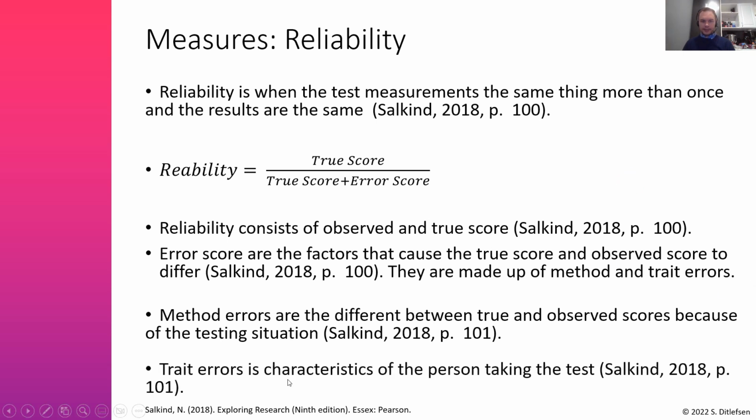Next one, trait errors, is the characteristics of the person taking the test. Okay, trait, something wrong with the person. So for example, if you have a test and the person doesn't understand or hasn't trained for the test, there's something wrong with the person, not with the test itself. The test itself is good, but there's something with the person taking the test. Okay, two error scores, method error and trait error. Method, something wrong with the method. Trait, something wrong with the characteristic of the person taking the test. Really important, these two.